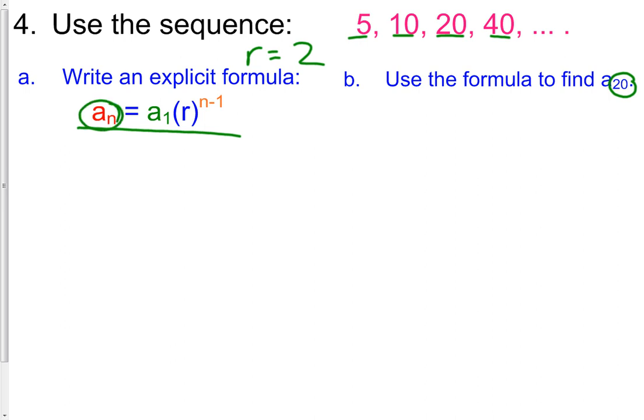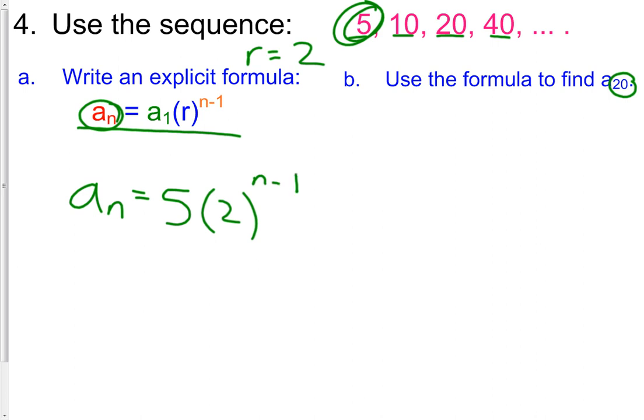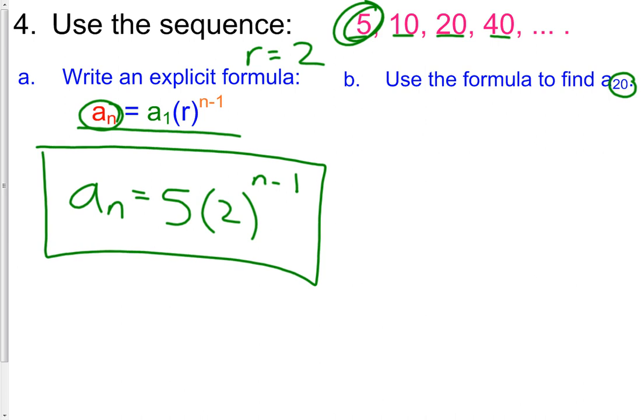We don't know the value of the last term because we haven't even talked about a last term yet. So what is a sub n when the value of my first term is 5? It's this one right here, multiplied by the common ratio, which is 2, raised to the number of terms that we have. When we write the explicit formula, we don't know how many terms we have. So here is our answer for 4a, because this gets us the value of our last term as long as we know how many terms there are.